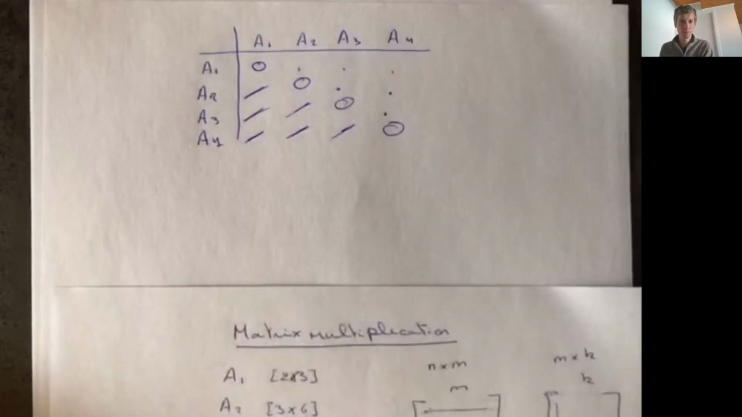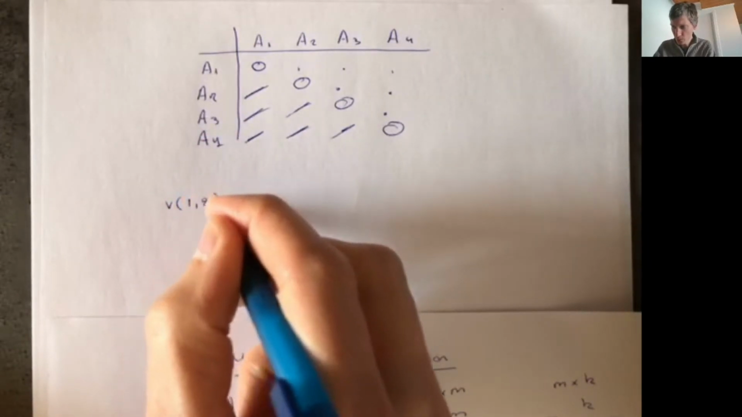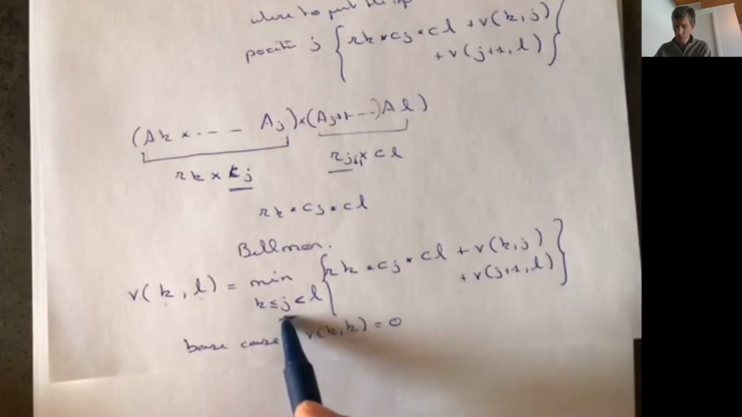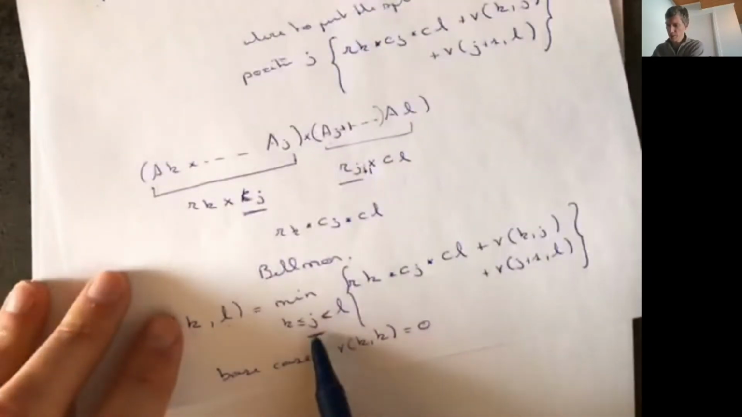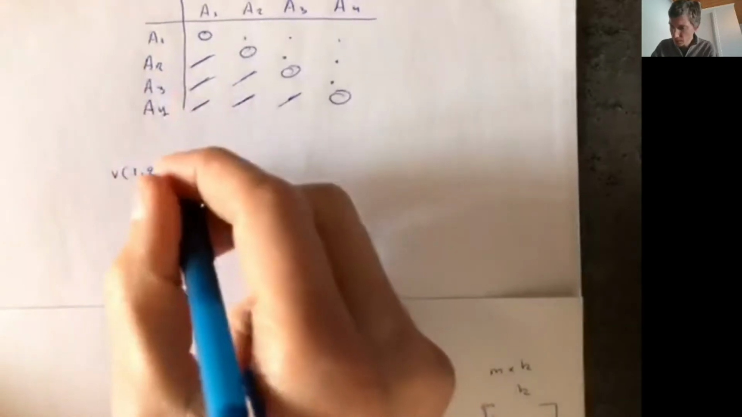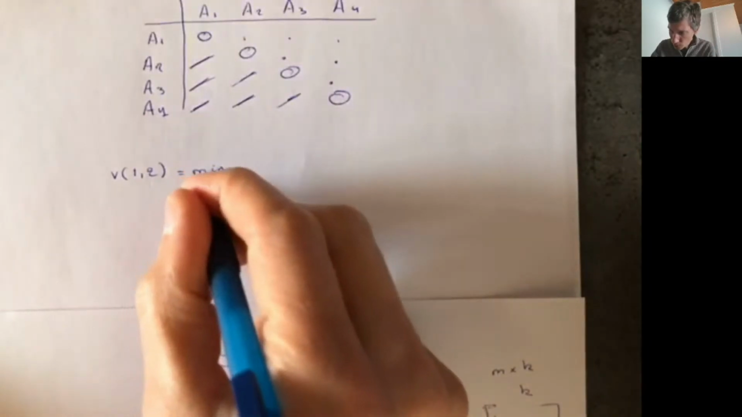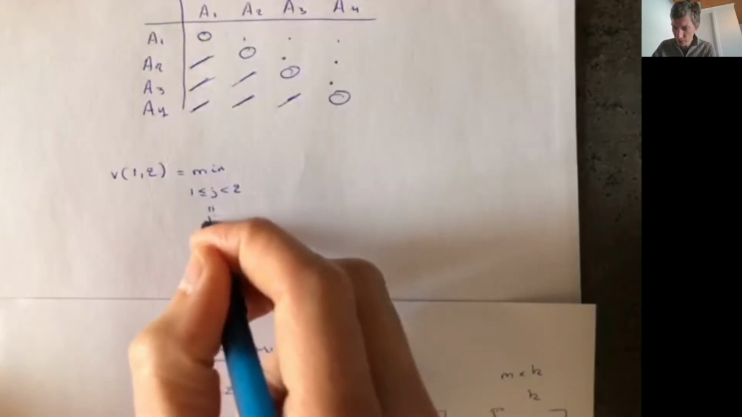these values here. Okay, so let's first look at V12. Right, so this is the multiplication of matrix 1 times matrix 2. Here J doesn't exist, right, because there's nothing between these. So basically J is equal to 1 here. So let me write it down explicitly. We have the minimum over 1 ≤ J ≤ 2, and there's only one value here, right? So here J has to be equal to 1.